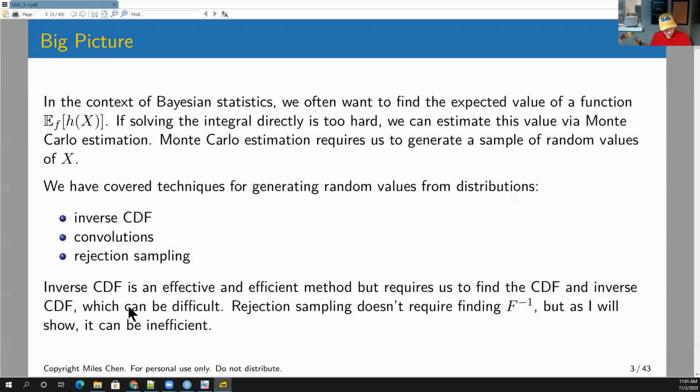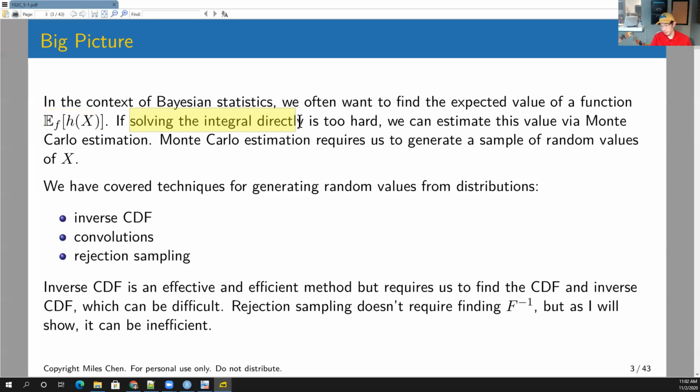So just before I get into Markov chains, maybe taking a step back and looking at the big picture could be helpful. In the context of Bayesian stats, we want to find the expected value of a function, right? This is a common thing we want to find: the expected value of h of x, where x comes from some distribution f. That pops up a lot in Bayesian stats, where you do your analysis and get a posterior distribution for x. Depending on the distribution, the expected value is the integral of h of x times f of x, and solving that integral directly could end up being difficult.